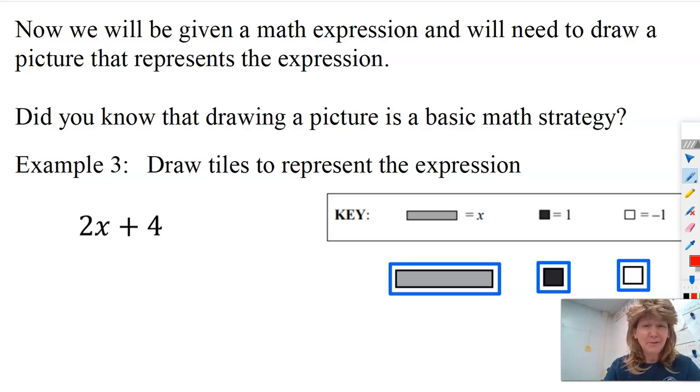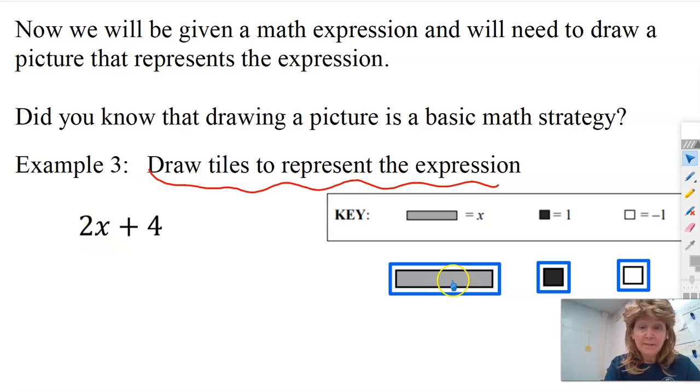Okay, so now we're practicing going in the other direction, right? And so I'm asking, did you know that drawing a picture is a basic math strategy? If you don't know what to do to solve a problem, sometimes drawing a picture helps. So we're going to use algebra tiles to represent the expression. So now, this time, we're basically translating the math into a picture.